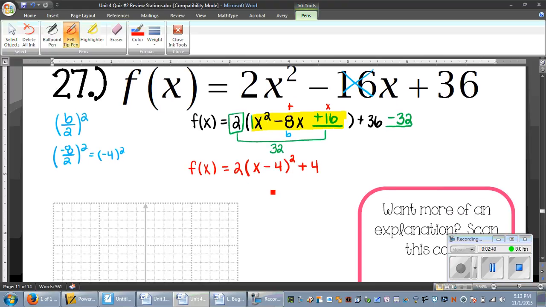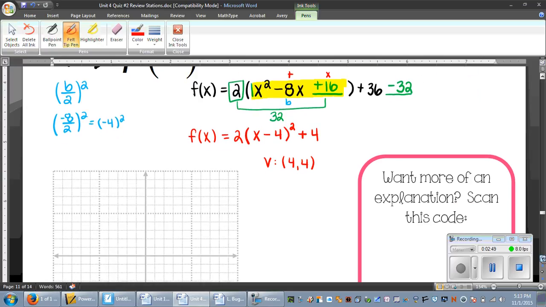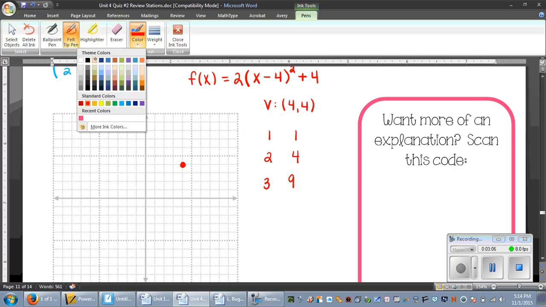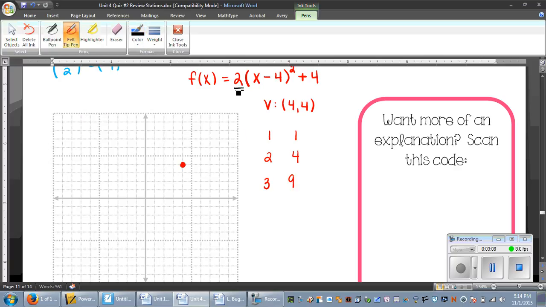Since it's in vertex form, I can identify the vertex as 4, 4. The opposite of the negative 4, the same as the positive 4. And I can go plot 4, 4. I know the pattern to graph a parabola quickly is out 1, up 1, out 2, up 4, out 3, up 9, because 1 squared is 1, 2 squared is 4, 3 squared is 9. However, there is a multiplier of 2 out in front, so I'm going to double all of these values.